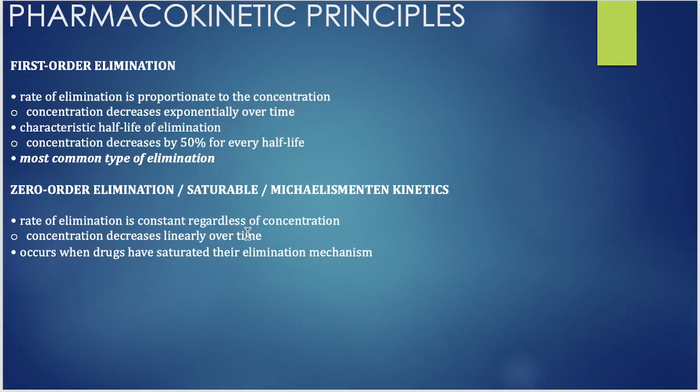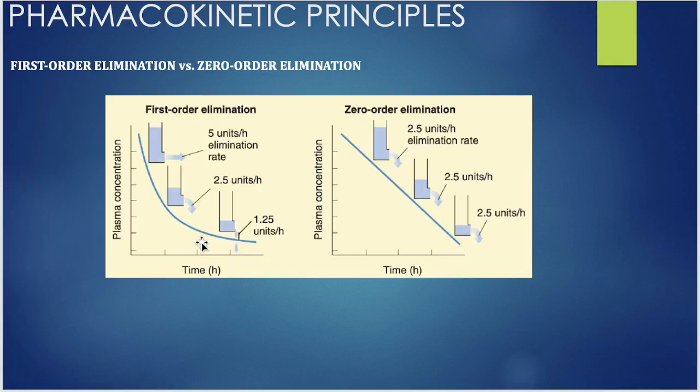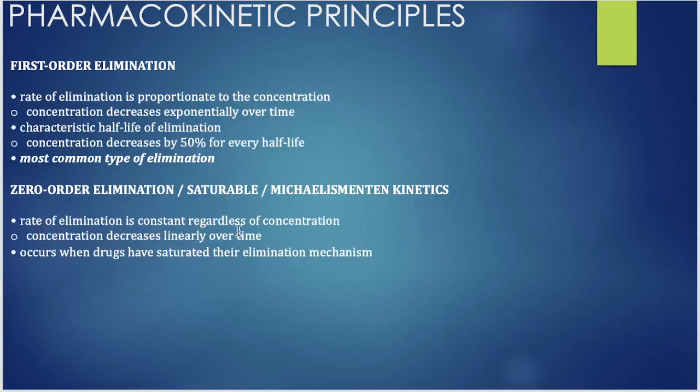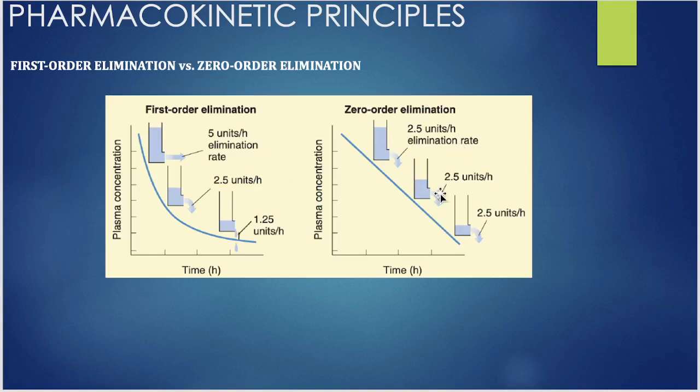Your zero-order elimination, saturable or Michaelis-Menten kinetics: the rate of elimination is constant regardless of concentration. Concentration decreases linearly over time and occurs when drugs have saturated their elimination mechanism. Okay, for example, this one, 2.5 units per hour is being eliminated, and another hour, 2.5 units, and another hour, 2.5 units. So, every hour, nababawasan tayo ng 2.5, 2.5, 2.5. So, again, there is a constant amount, it is constant regardless of your concentration. So, 2.5 talaga ang nababawas.